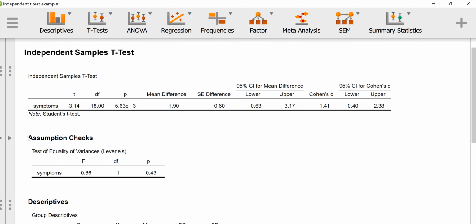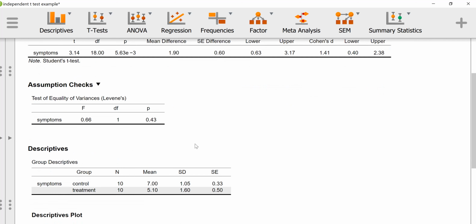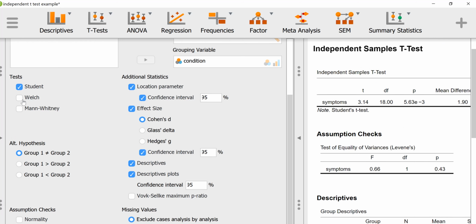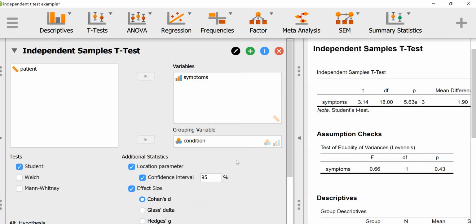If you did violate that assumption, if this p-value was very low, or the variances, which is basically the squared standard deviations, were considerably different, then you could opt instead for the Welch's t-test, which will correct for that assumption violation.